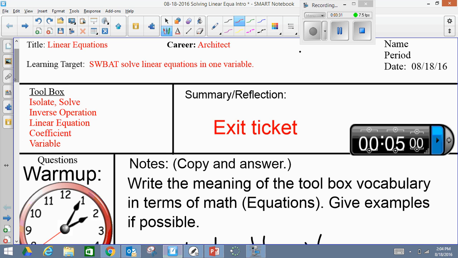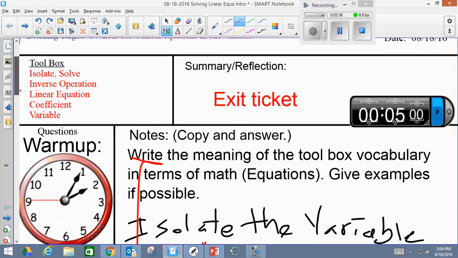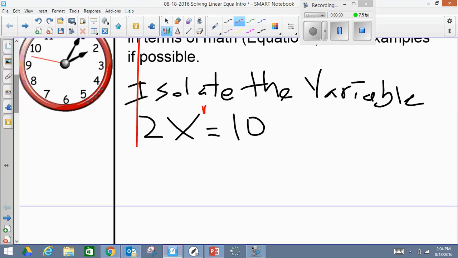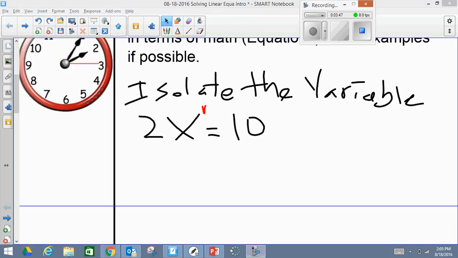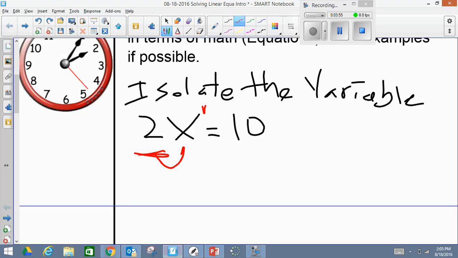Moving on. Coefficient is any value, the number that is in front of the x. So coefficient is the value that is in front of the x. In our case right now, the coefficient is a 2 because that's in front of the variable. The 10 is called a constant because it doesn't have a variable next to it.